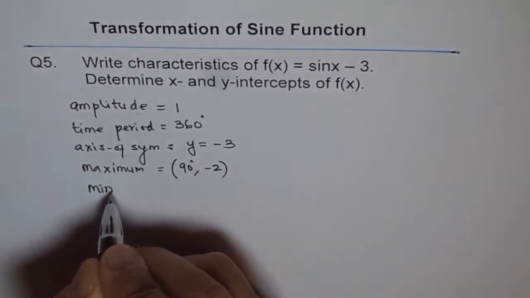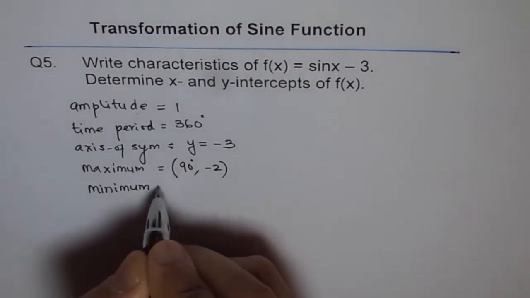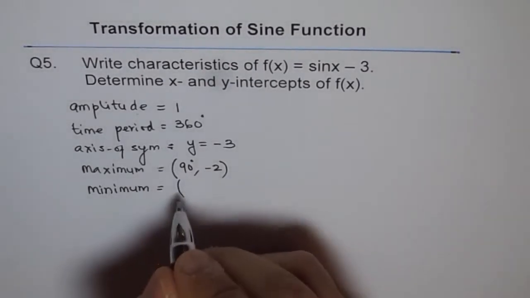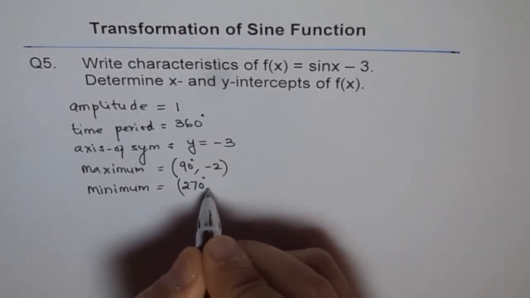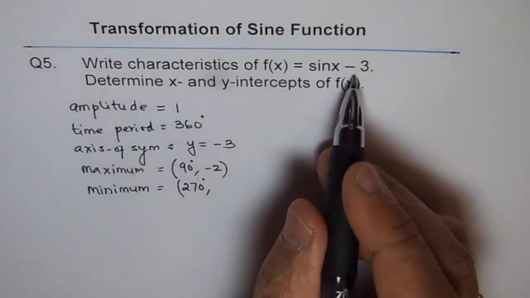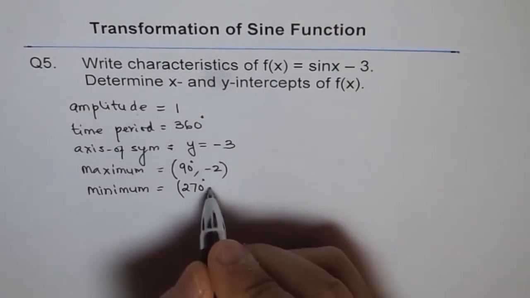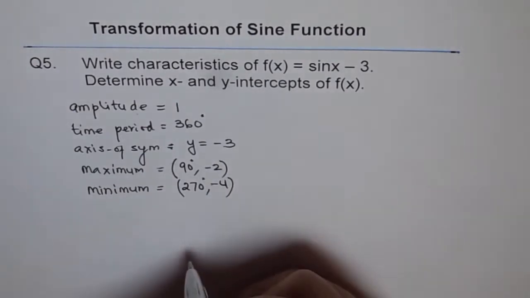How about the minimum? Minimum also happens at 270 as in the original function, right? But the value is not minus 1. It is minus 1 minus 3, which is minus 4 for us, right?